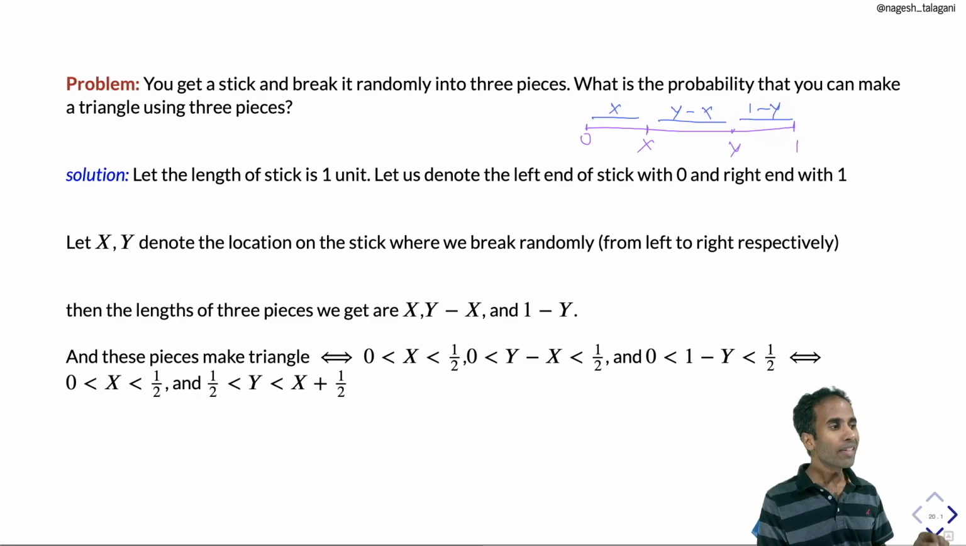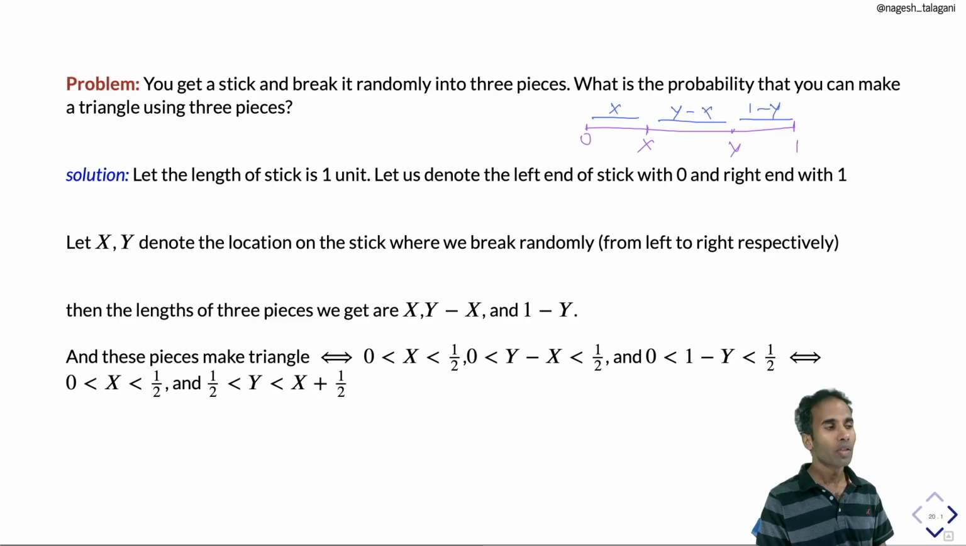And these three pieces make a triangle if and only if the length of each piece is less than 1 by 2. Because if at least one piece is greater than 1 by 2, then the remaining two pieces are going to be less than 1 by 2 in total, and then it will not make a triangle.